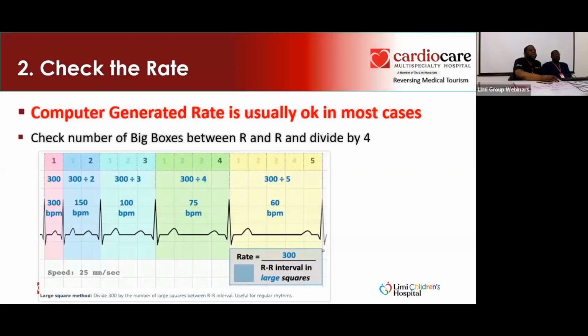So if there are three big boxes in between, 300 divided by 3 is 100. If it's 4, it's 75. If it's 5, it's 60. If it is 6, it is 50. If it is 7, it is about 43, and so on and so forth. This is just how to look at it, and then you're able to get the rates.